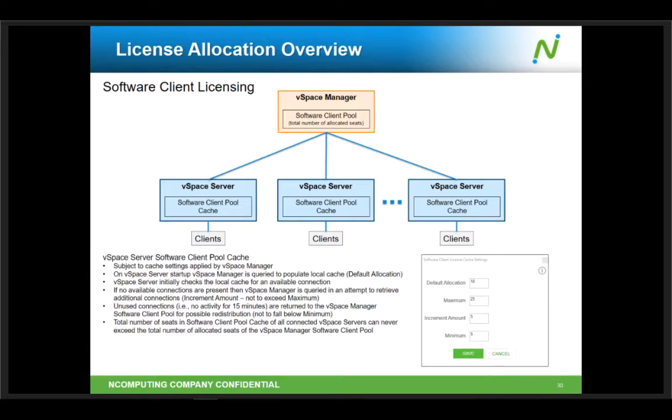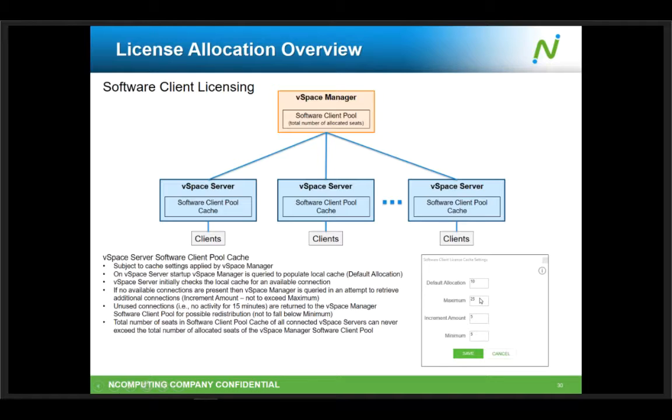This is talking about the software client pool cache, and it's important to understand this, and it's actually architected really well. Let's talk about the software client connection licenses, the software client for Chrome or for PC. I talked earlier where you may have had 30 license keys and wanted to distribute 10, 10, and 10, that kind of thing. But the important thing to note is this graphic down here. When you set up the license pool cache, you can set up what the default allocation is, in other words, how many keys the vSpace server is going to get initially.